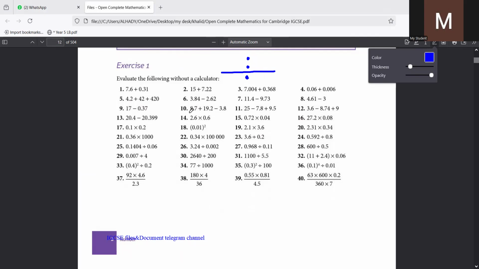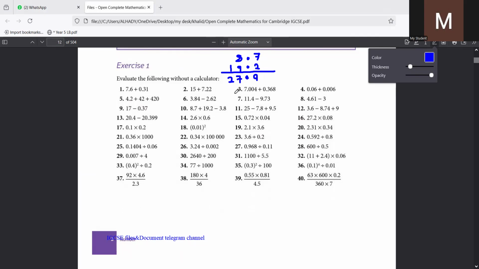Like for number 10, what is it going to be? We do the addition first. It is 8.7 plus 19.2. You can add them. And then after that, you subtract the 3.8. Some people can put all of them together, but I prefer you do the first 2 first. 7 plus 2 is going to give you a 9. And then 8 plus 9 is going to give you 17. You carry over 1. And then this 1 plus this 1 is 2, so 27.9.